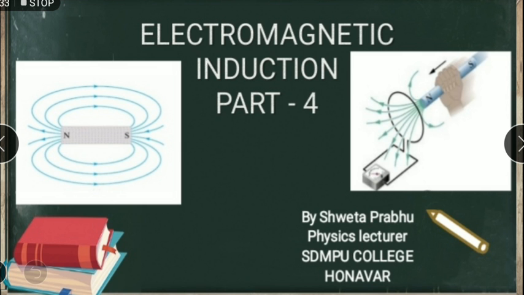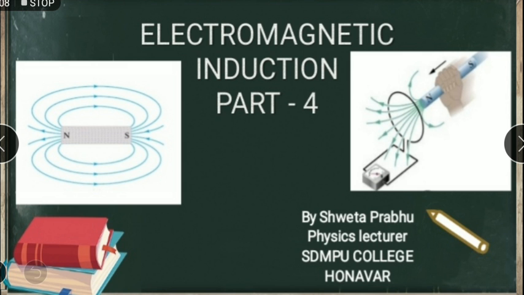Inducing an EMF in a coil due to the variation of the current in the same coil. The expression of the induced EMF for self induction was what? E is equal to minus L dI by dt. The term L is a constant, that is nothing but the coefficient of self inductance, or simply self inductance.